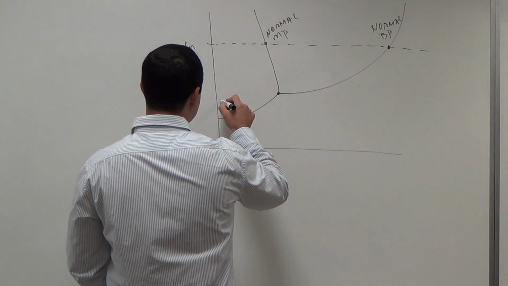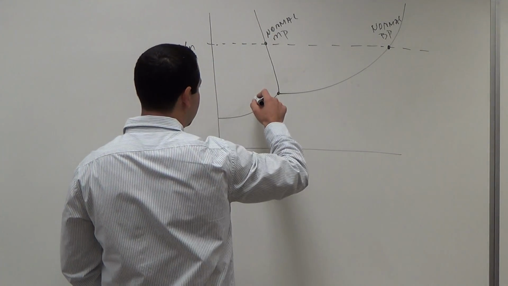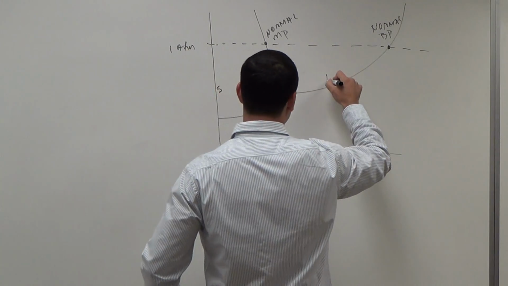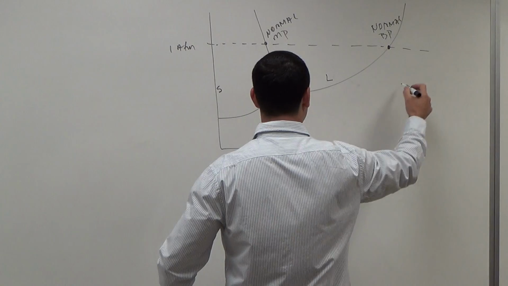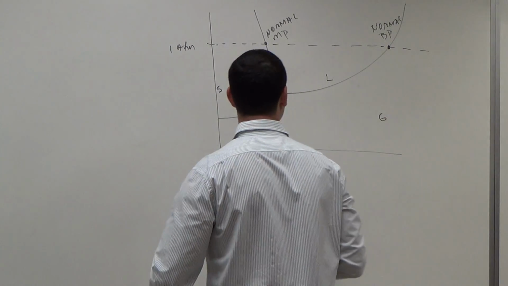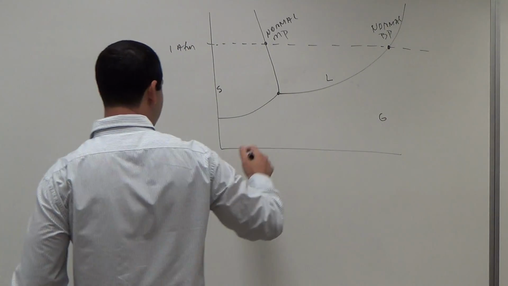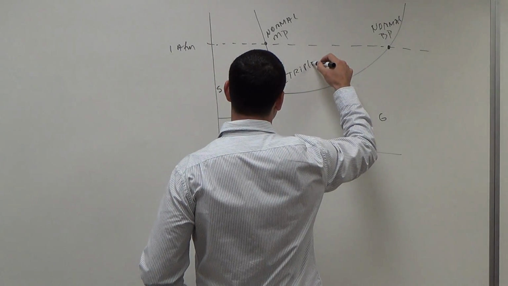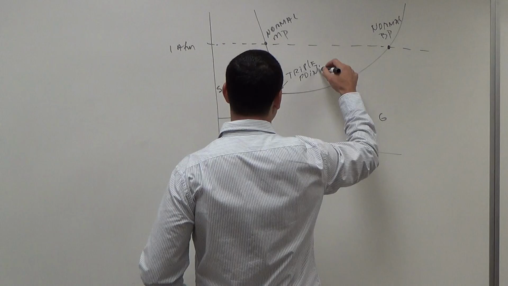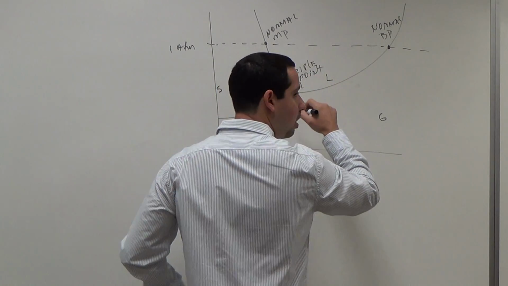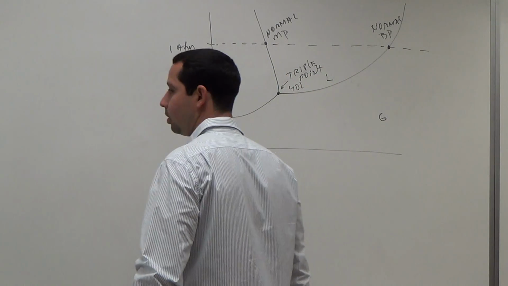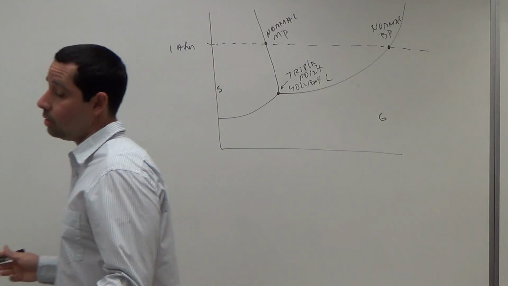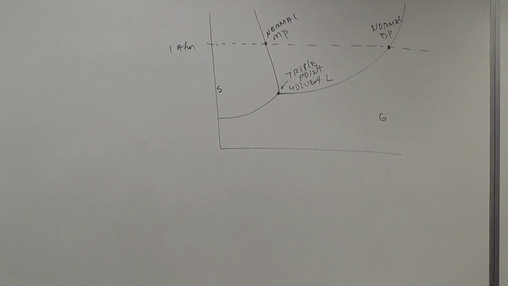What phase is this? Solid. And what phase is this? Liquid. And what phase is this? Gas. And this is what? Triple point. Triple point of? Water, the solvent. And the solvent happens to be water, yes?